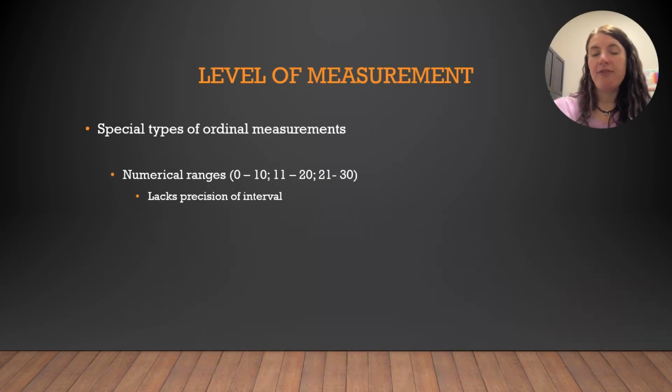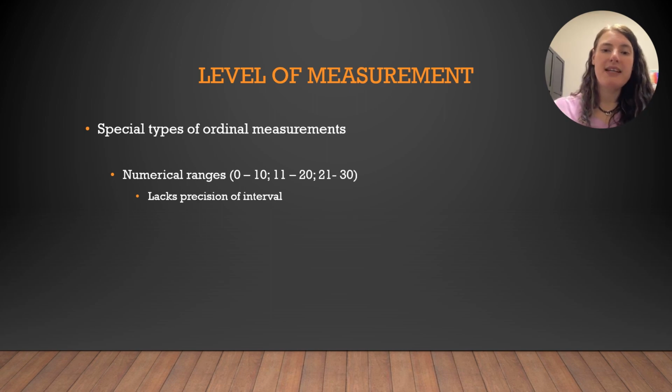Now, I have a great flow chart that will help you determine the level of measurement of a given variable, and I'm going to go over that in just a minute. But I do want to first address two special kinds of ordinal measurements. The first is numerical ranges, like 0 to 10, 11 to 20, 21 to 30, etc. They often confuse students because they look like they should be ratio measurements. After all, they are real numbers, right?